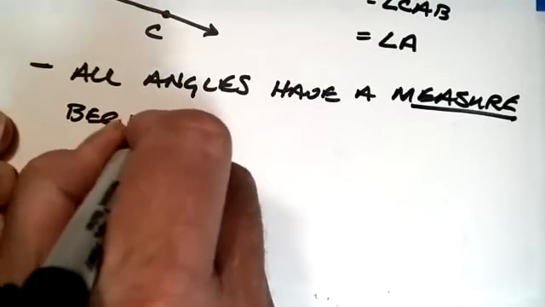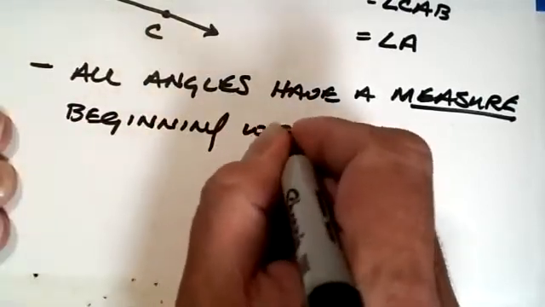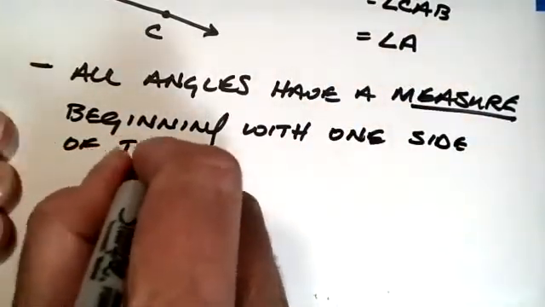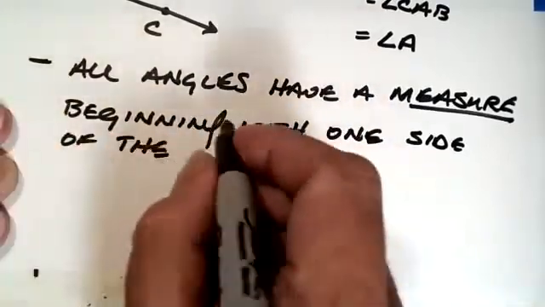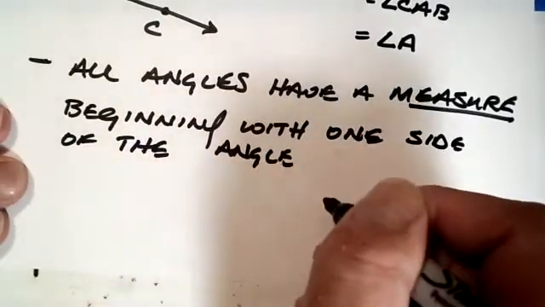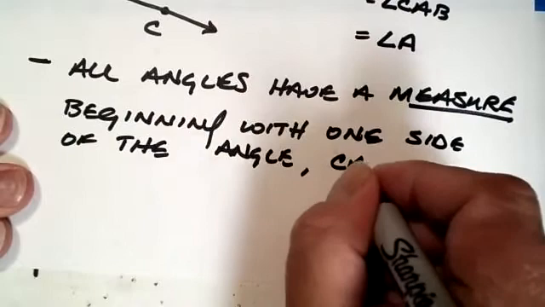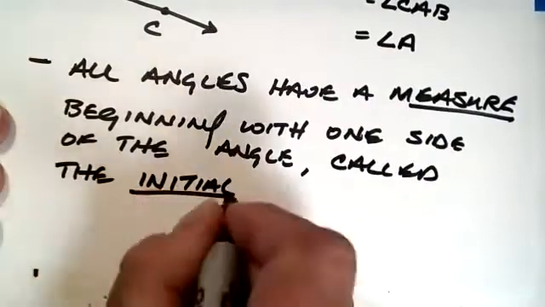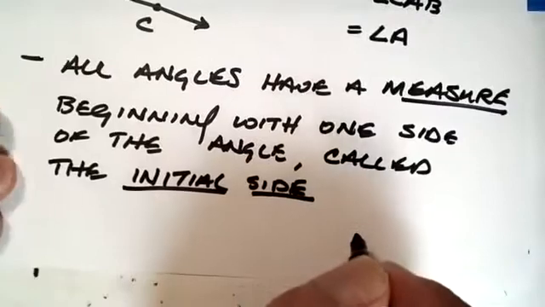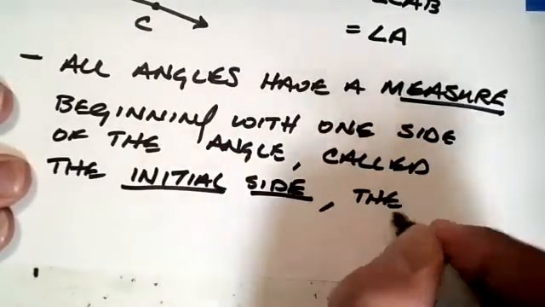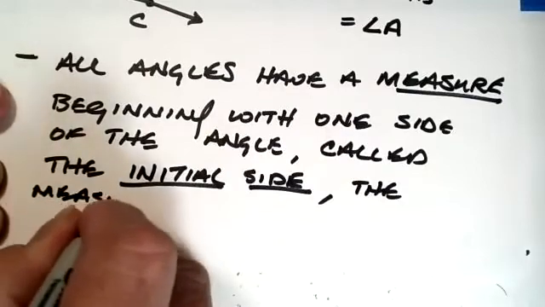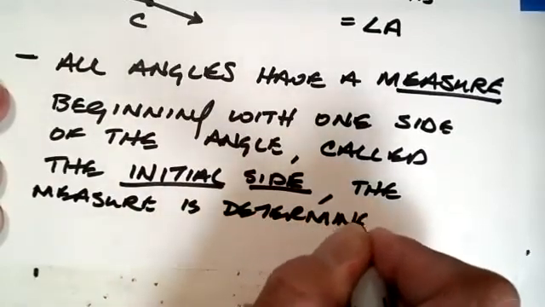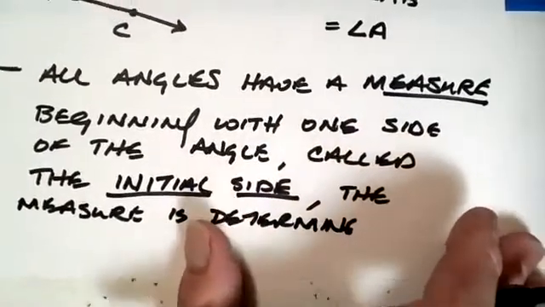Beginning with one side of the angle. Recall the sides are basically another word for rays. And we're going to be able to distinguish these. I'm going to call this one the initial side. The measure is determined either clockwise or counterclockwise.